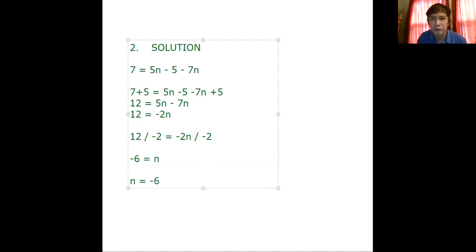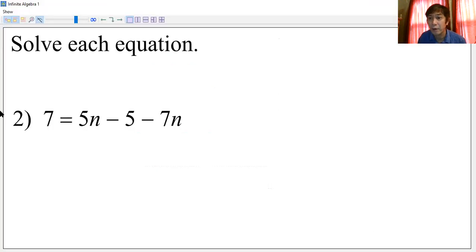Let's check it on the other side. Remember, our answer is negative 6, and we will find out if it's correct there. So the answer is negative 6. That's for number 2. Let's now proceed to number 3.